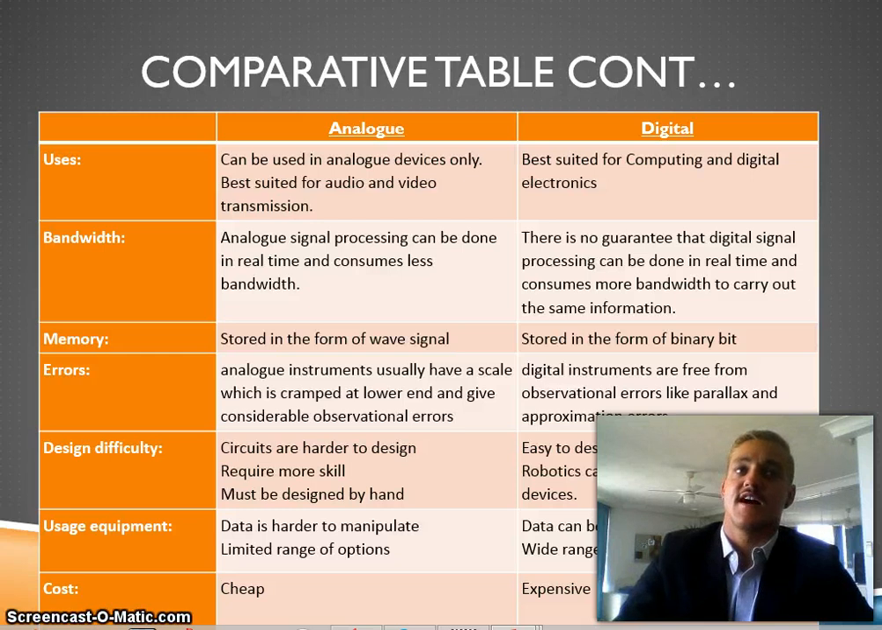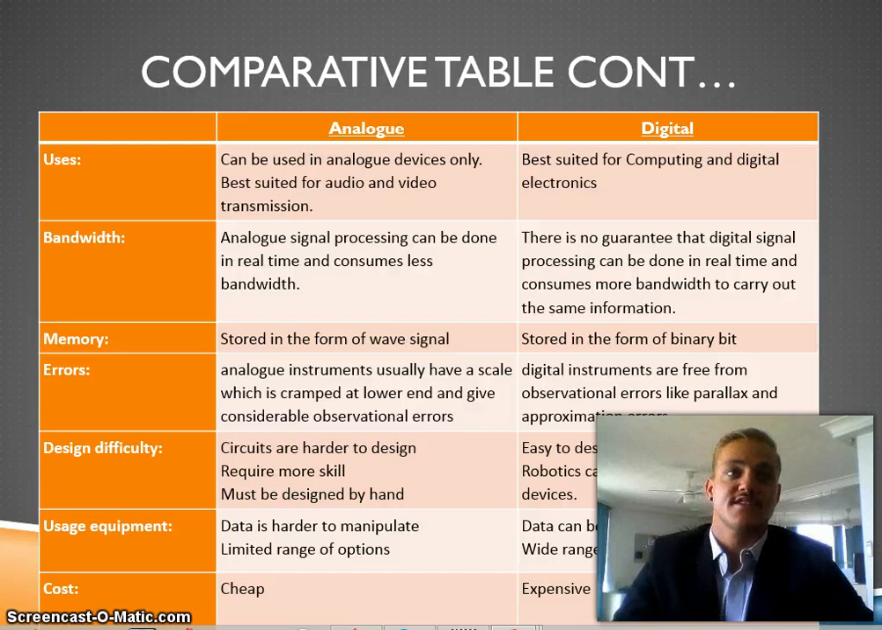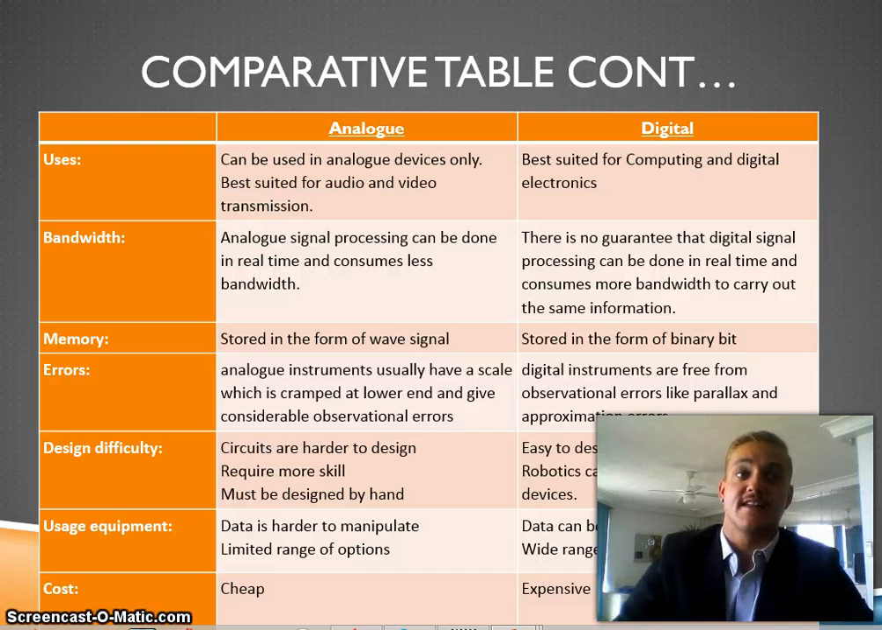Analog circuits are harder to design and require more skill than comparable digital systems. This is one of the main reasons why digital systems have become more common than analog devices. An analog circuit must be designed by hand, and the process is much less automated than for digital systems.